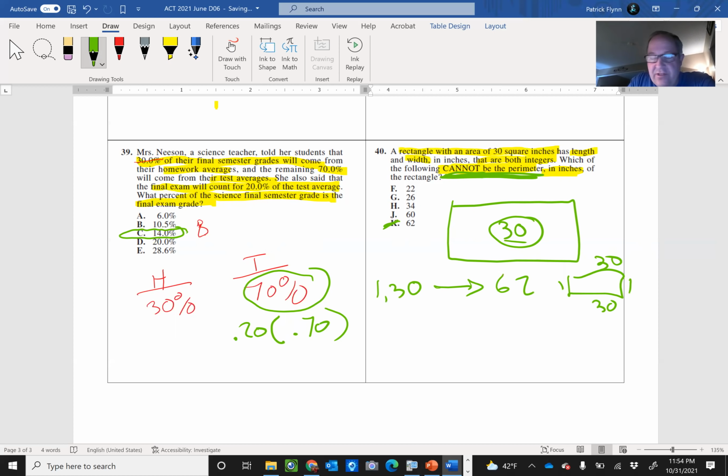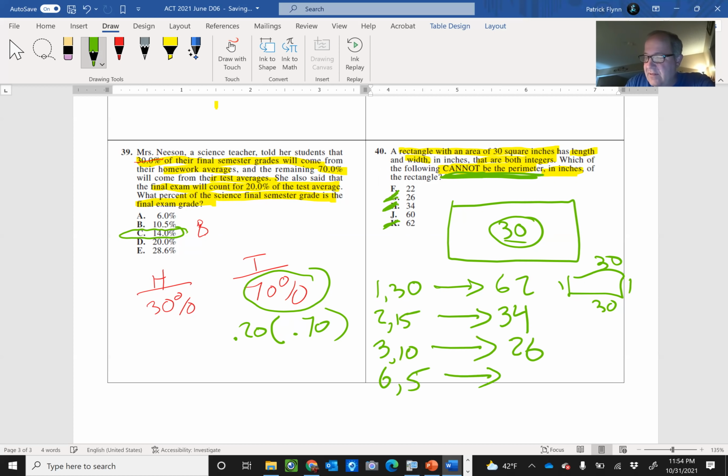Two other numbers that give us 30 are 2 and 15, right? 2 times 15 is 30, but that perimeter would wind up to be 34. So I'm going to eliminate H. Other numbers multiplied to get 30 would be 3 and 10, but that perimeter would be 26. So get rid of G. And then another pair to multiply to get 30 would be 6 and 5. And that perimeter winds up to be 22. So letter J is the answer, the one that's not possible.